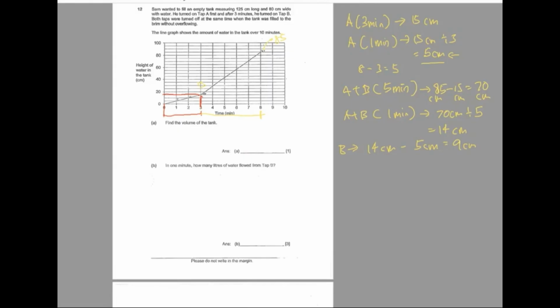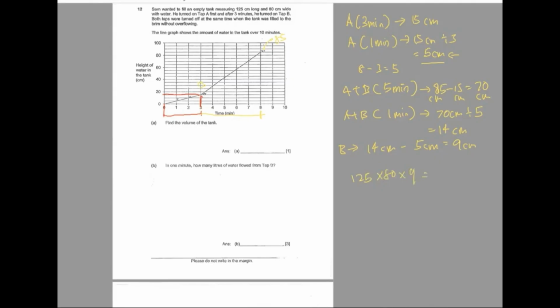Wait, 125. In 1 minute, how much water flows from the tap? Okay, so in 1 minute, how much water? So this is only the water level, so we need to multiply by the base area, right? So its base area is 125 length times 80 times 9.